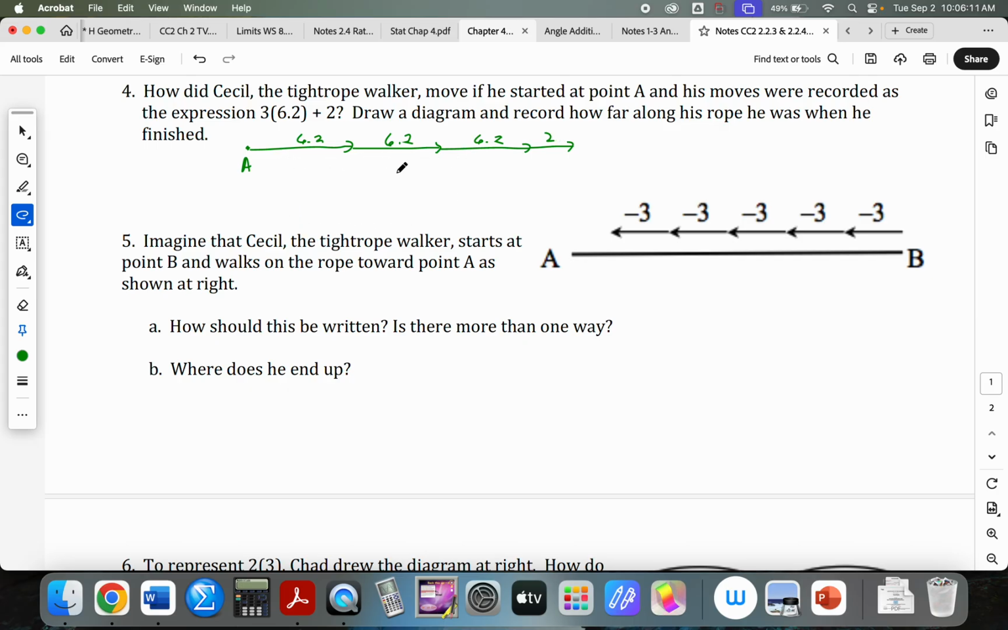Well, 3 times 6.2, this whole thing so far, all of this is 18.6. Plus another 2 is 20.6.